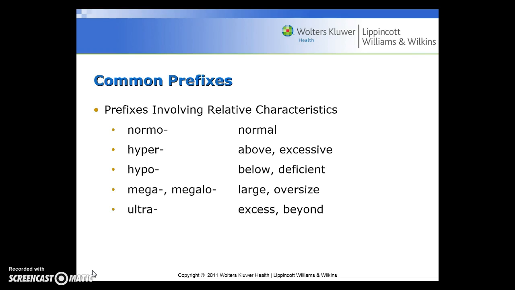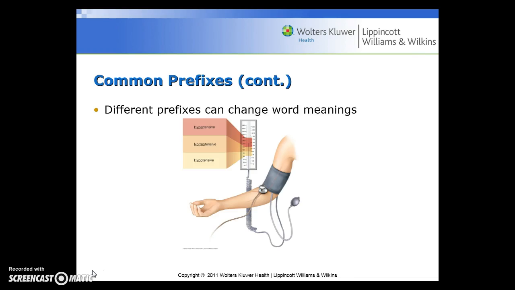These prefixes involve relative characteristics, so normo for normal, hyper for above, excessive, hypo for below or deficient, mega or megalo for large or oversized, or ultra for excess and beyond. We can see here examples that different prefixes change word meanings. So many prefixes express a characteristic that is relative to something else. So relative means there is at least an implied comparison.